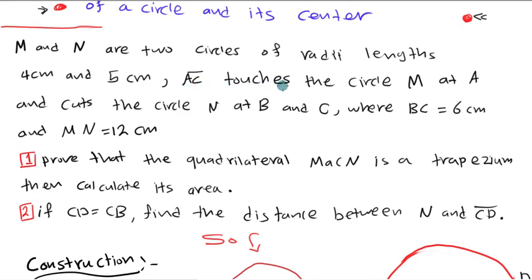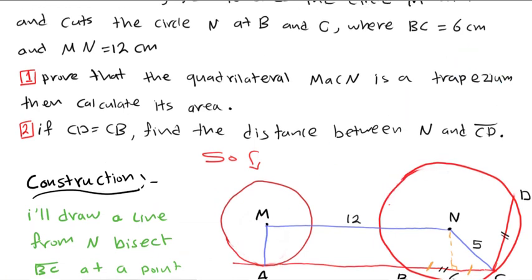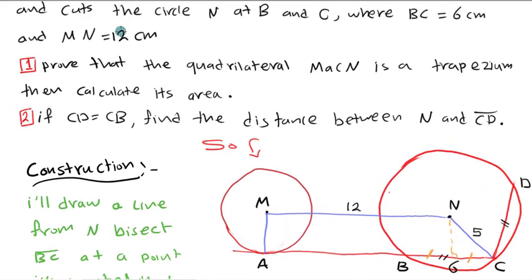The line segment AC touches the circle M at A, and cuts the circle N at B and C, where the chord BC equals 6 cm. The line segment MN equals 12 cm, so the distance between the two centers of the two circles is 12 cm.